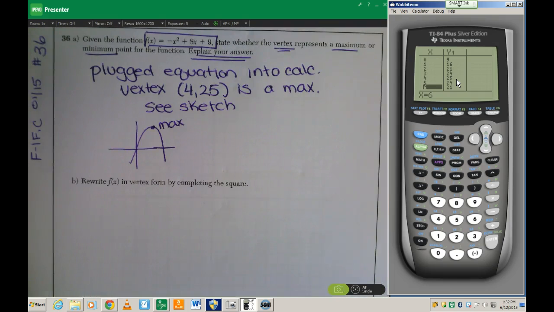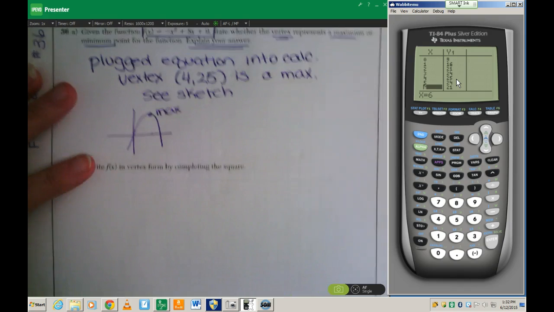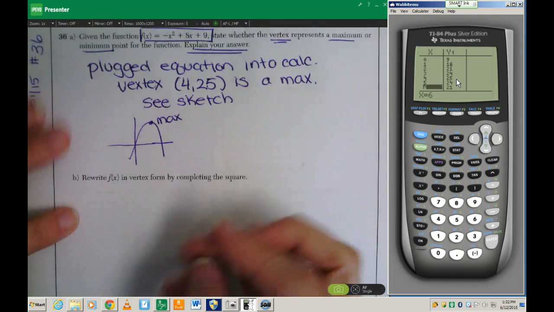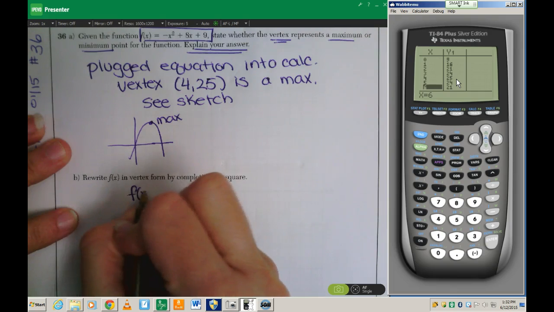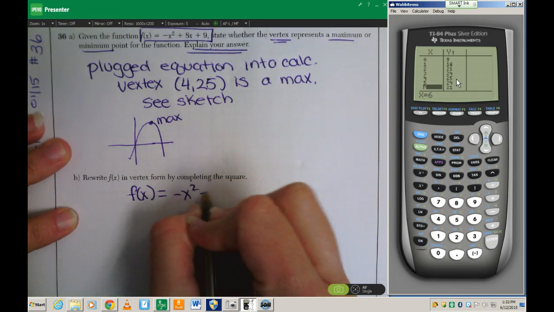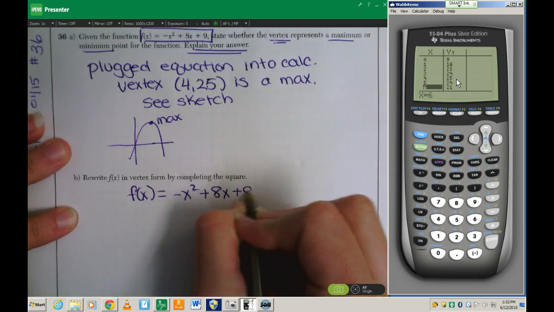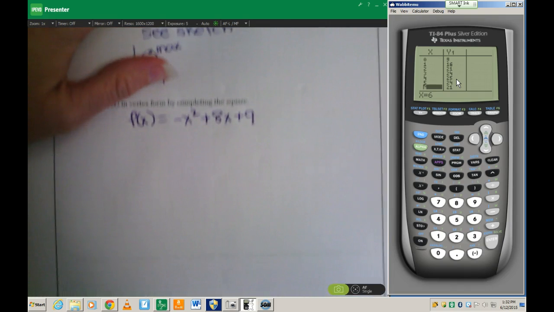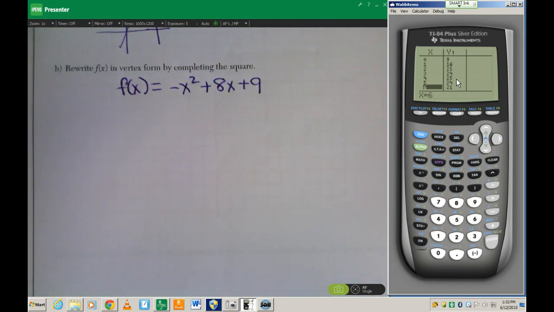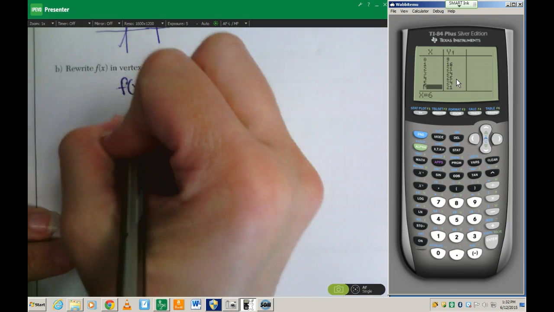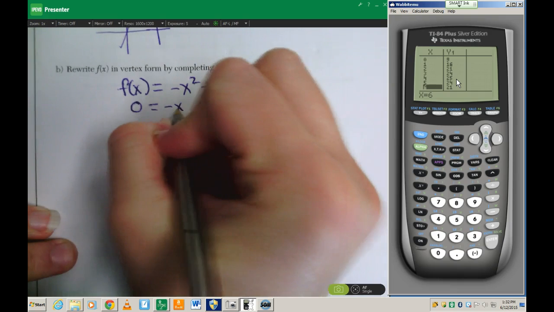Next. It says rewrite it in vertex form by completing the square. Ooh, lots of kids don't like this. So we're going to do f of x equals negative x squared plus 8x plus 9. This one's a little bit tricky because of the negative in front of the x, but we can do it. The first thing that we need to do is set it equal to 0. So I'm just going to write 0.